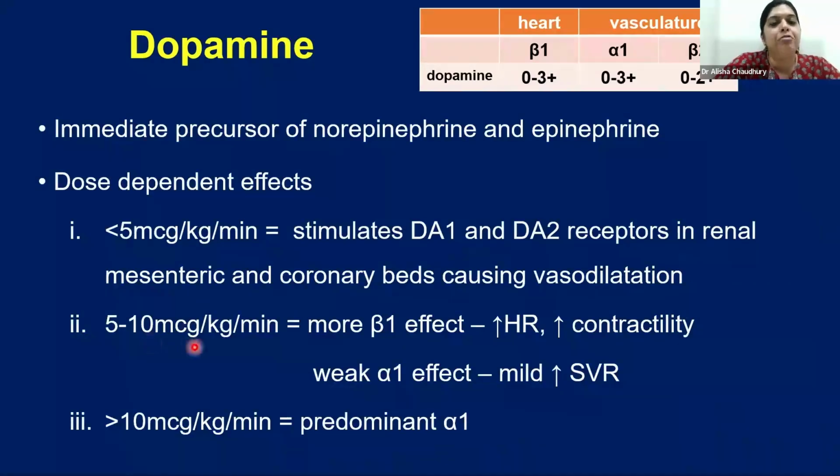5 to 10 will have more of a beta 1 effect. So if I tell you, less than 5 is vasodilatory, 5 to 10 mics per kg per minute is more of an inotropic effect. It will increase the heart rate and increase the contractility. More than 10 mics per kg per minute, it just behaves like NORAD because the alpha 1 action will become more than 10. That is why it's very important when you're starting dopamine and dobutamine, you need to know what effect you want of this drug on the patient. And based on that, the dose adjustment has to be done.